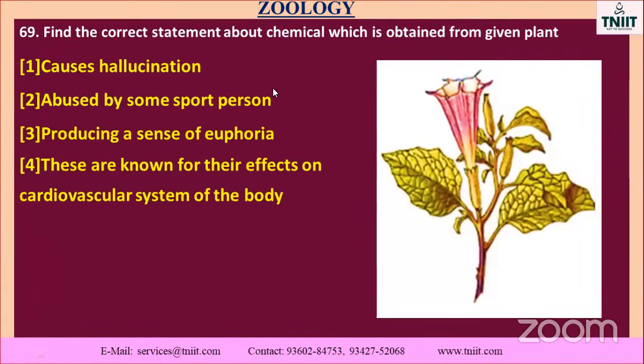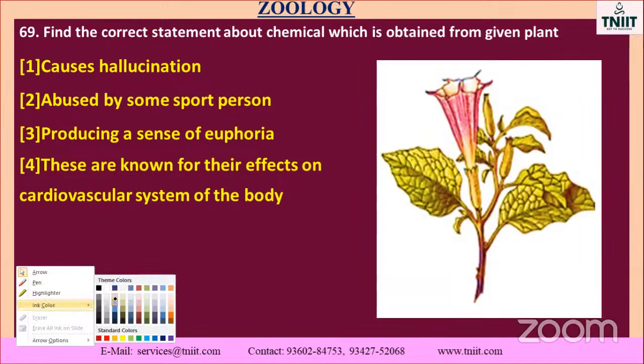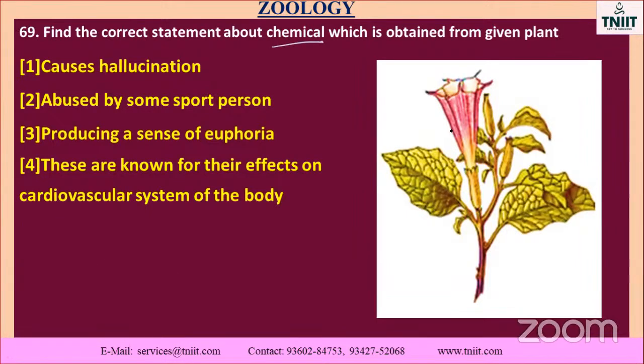Find the correct statement about the chemical which is obtained from the given plant. Just see the plant. This is also a Datura species. Okay, Datura. See the plant. What happened when we are getting the substances? Which one is the chemical substance from this one? What will be the product? How will it be there?